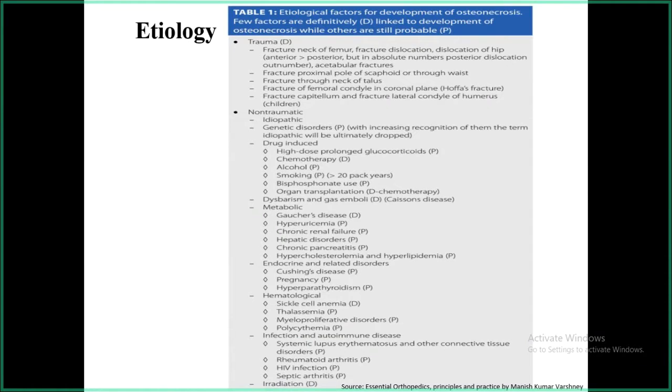By history, you can get that the patient has taken steroids because of some skin condition. Then dysbarism and gas emboli, which occur in caisson disease. There are innumerable metabolic causes. Then there are endocrine related disorders like Cushing's disease, pregnancy, hyperparathyroidism. Some hematological conditions, most common may be sickle cell anemia, and it also occurs in some conditions like systemic lupus erythematosus and other autoimmune disorders.